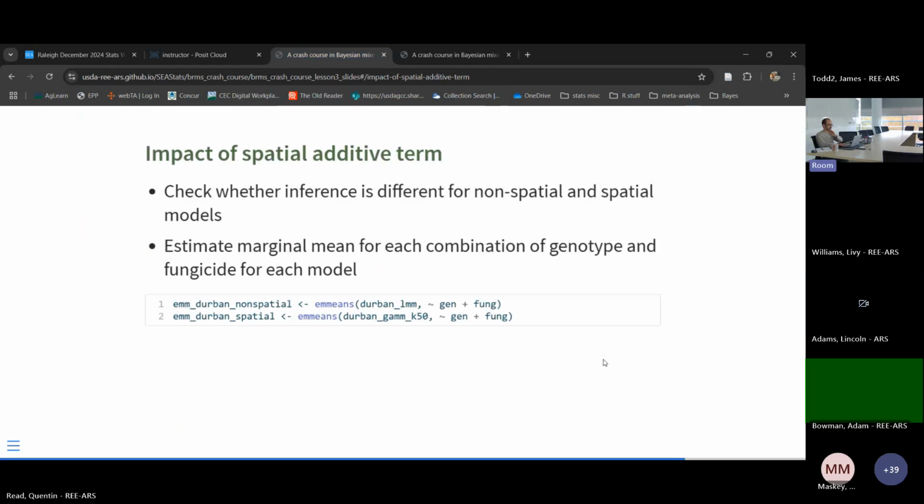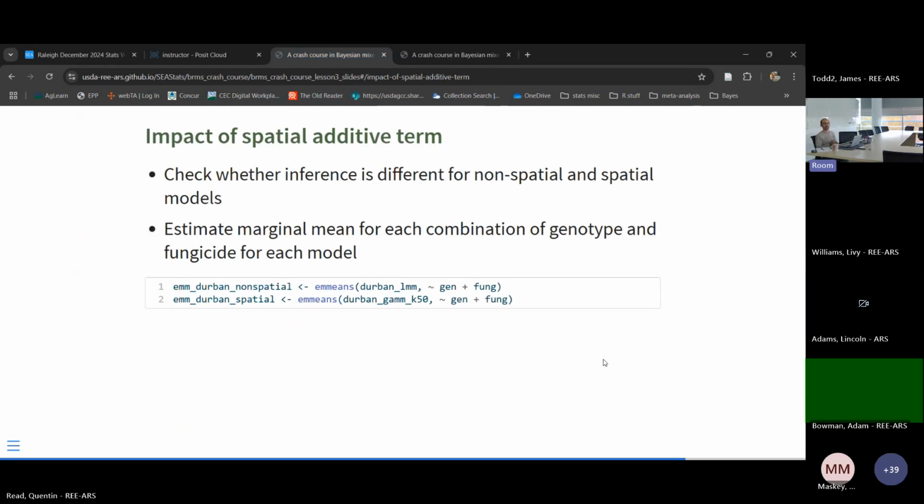Now the next step is to say, well, did that even matter? Did this extra work, which would probably take a lot of time and effort if you're a scientist, actually make any difference to the inference? Because we don't necessarily care about space. We just care about the means of genotype and fungicide, accounting for space in the process. So let's take a look if it had any effect.